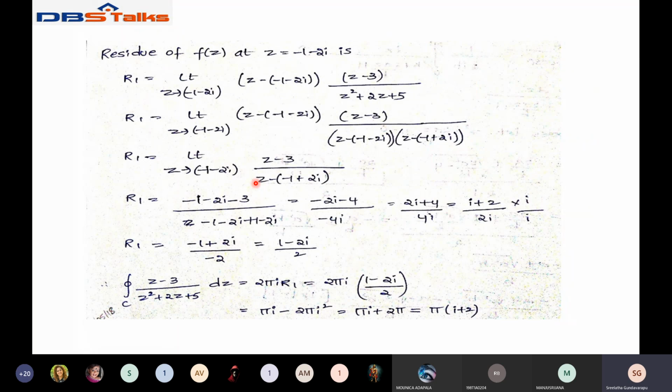So R1 equal to, then substitute z equal to minus 1 minus 2i. We get 2i plus 4 by 4i, that is i plus 2 by 2i. So multiplying and dividing with i, we get 1 minus 2i by 2. Next R2. In this problem, R2 is 0. So z equal to minus 1 plus 2i is outside the circle. That's why R2 is 0. So the integral over C, z minus 3 by z square plus 2z plus 5 dz equal to 2 pi i into only R1. R2 is 0. So 2 pi i into R1, which is 1 minus 2i by 2. After cancellation, we get pi into i plus 2.